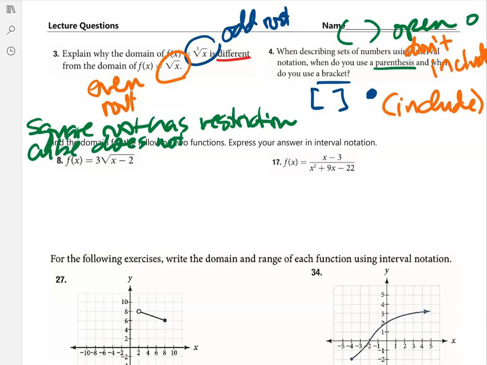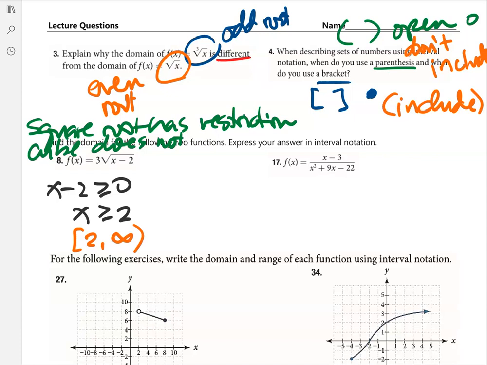Express your answer in interval notation. Number 8, f of x equals 3 square root of x minus 2. You see a square root, meaning what's inside, set it greater than or equal to 0 and solve for x. If we add 2 to both sides, x is greater than or equal to 2. Using interval notation, that is from 2 to infinity.